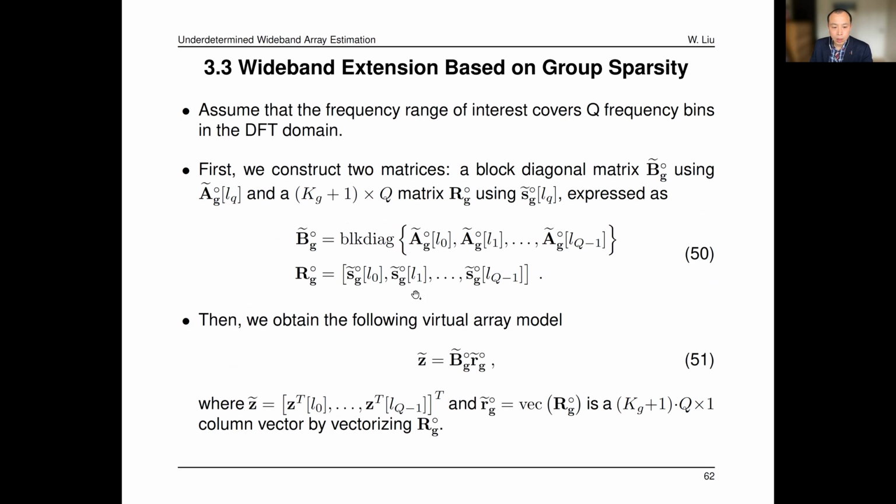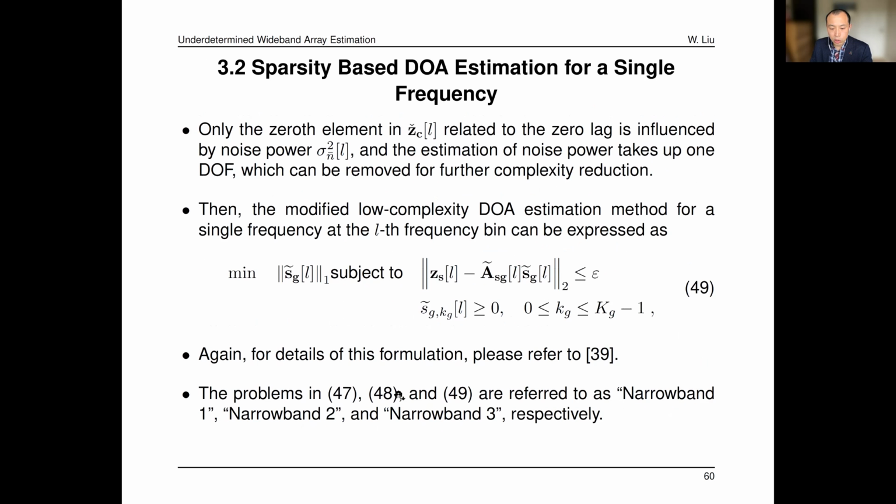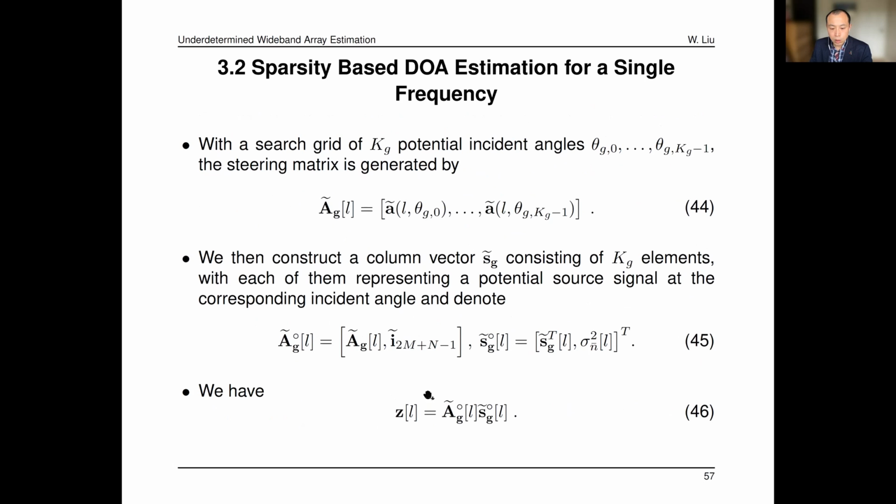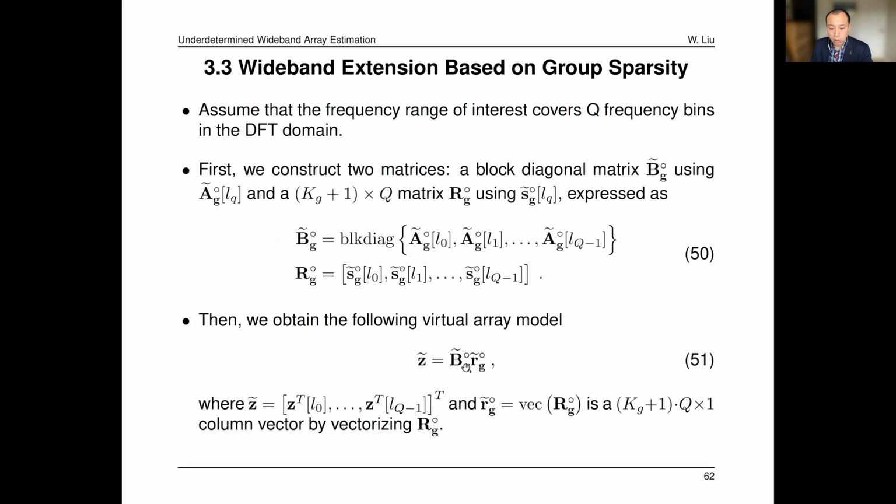So this is block diagonal, and this here is this one. If you do the vectorization, this is a data matrix: the first frequency being the first column vector, the second frequency being the second, and so on. If you do vectorization of this, that means you have put all the source signals for different frequency bands into a long vector. So this block diagonal matrix times this equals this long vector, right? Basically, you just put all values of L, all the L frequency bands, together, and you get this result.